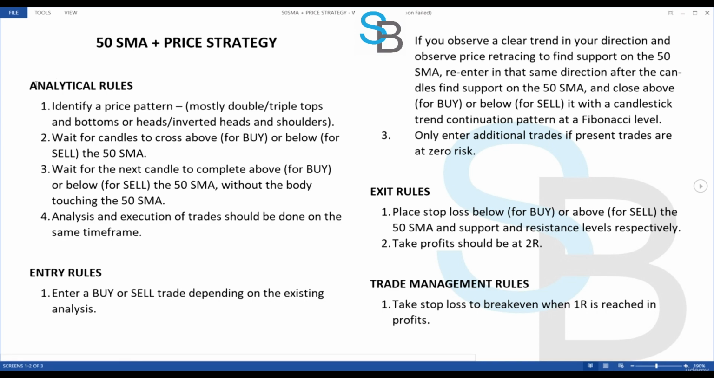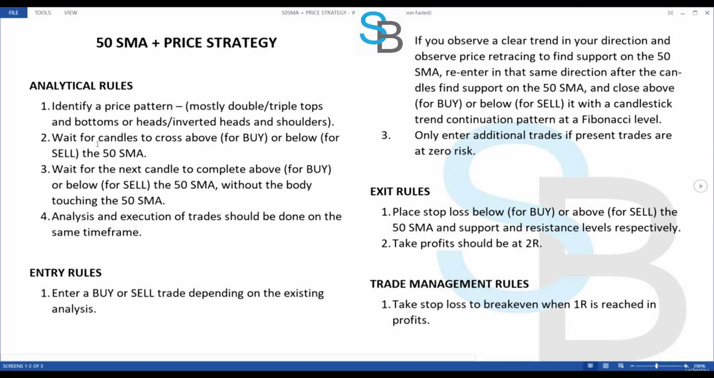So I have the analytical rules here. The first one is to identify a price pattern. Mostly double tops or double bottoms, or triple tops and triple bottoms, and then heads and shoulders. These are the most common ones, but many other patterns can also be used. Just try to identify a pattern. That's the first thing, no matter the pattern. But the most commonly identifiable patterns for this strategy are the double tops and heads and shoulders, right?